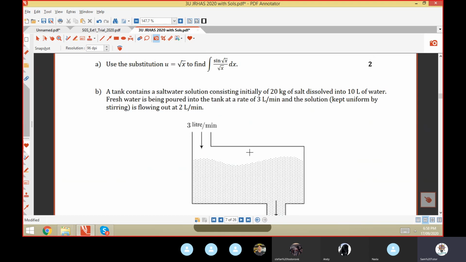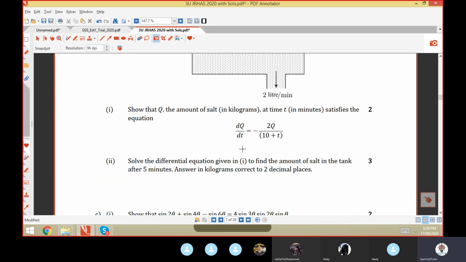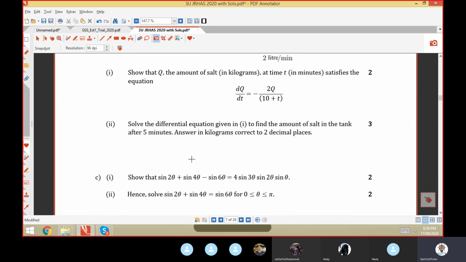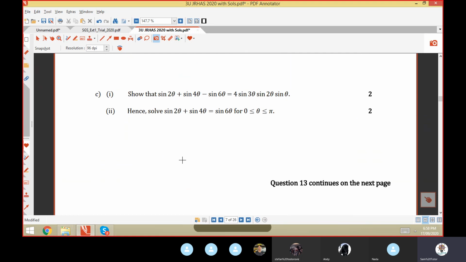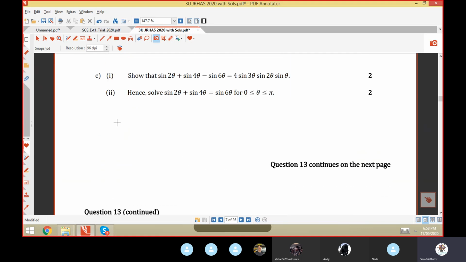Where Q is the amount of salt. Technically you can, but then you won't be able to do the differential equation bit. So more for you. Oh well. Yep. That's for you guys.